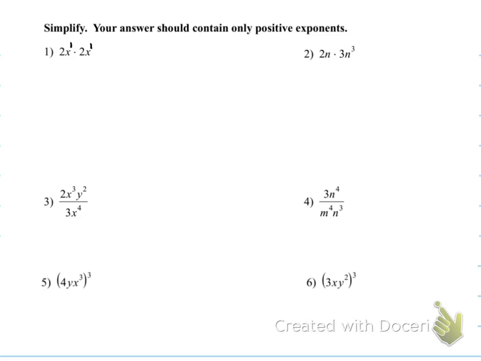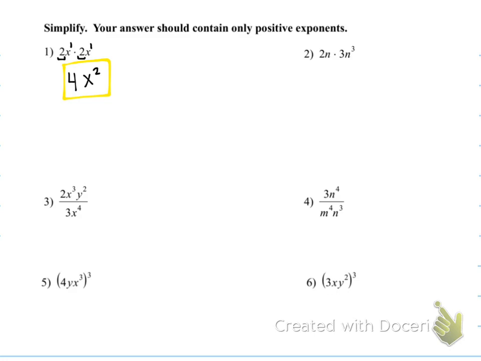So again, like I said, multiply the big numbers. So 2 times 2 gets us 4. And then add the exponents that have the same base. So 1 plus 1 gets me 2, so x squared. And that's my final answer. Okay, so nothing too crazy. And you guys did pretty good at those exponents. Okay, so let's do that.